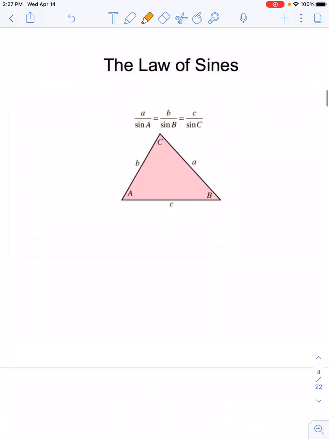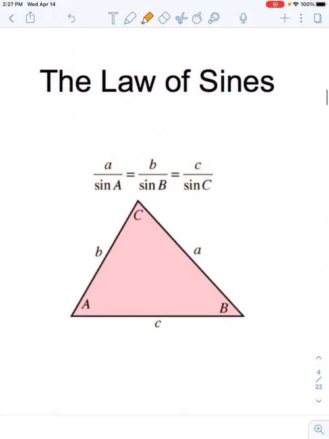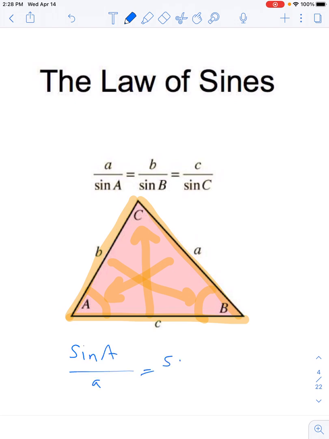Here's the law of sines. The law of sines is the ratio of a side and the sine of the angle opposite the side. So we have side a over sine of angle A, equal to side b divided by sine of angle B, and that's equal to side c divided by sine of angle C. Different texts write this different ways. We might also see this as sine of A over a equals sine of B over b.